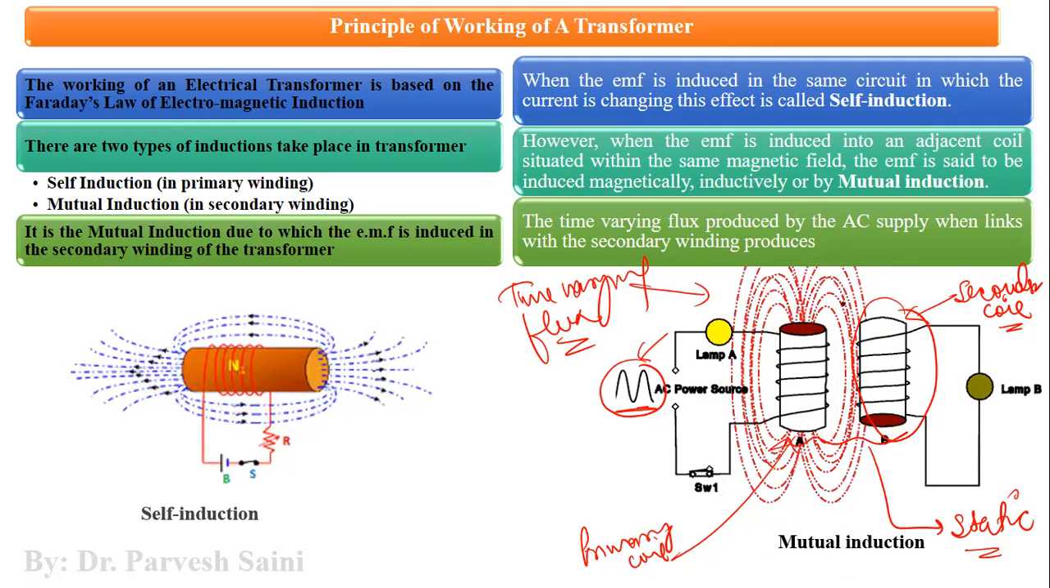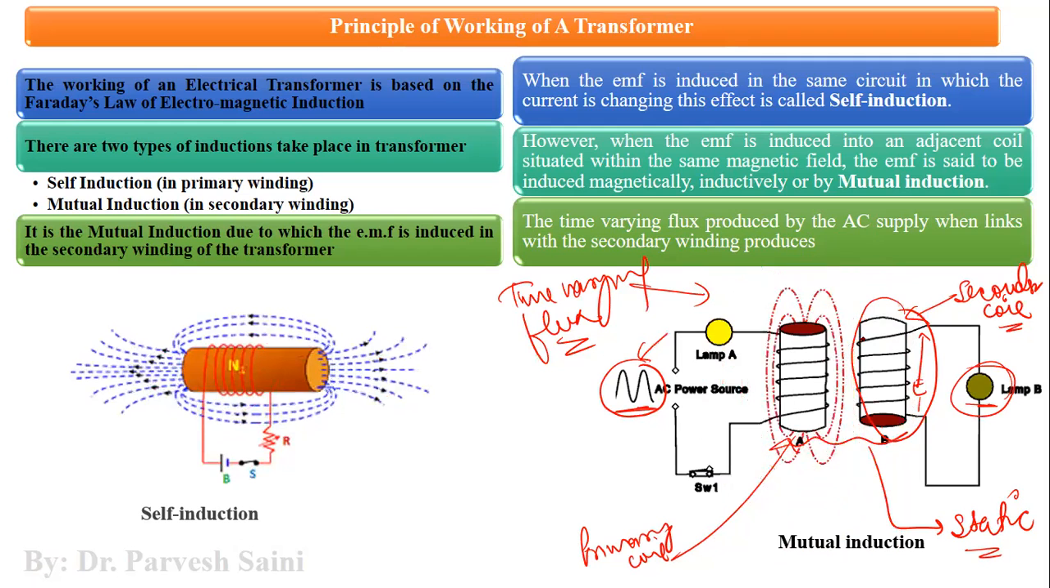Now when this flux is linking with the secondary winding to maximum extent, we have the lamp glowing here. That means the current will flow in the secondary winding if the load is connected. Even if the load is not connected, we have an EMF induced in the secondary winding at this particular end. So this is what becomes the basis of a transformer. It is the mutual induction.